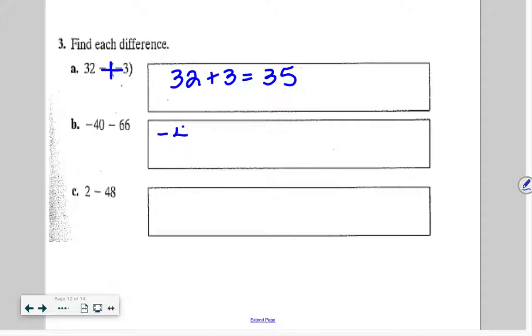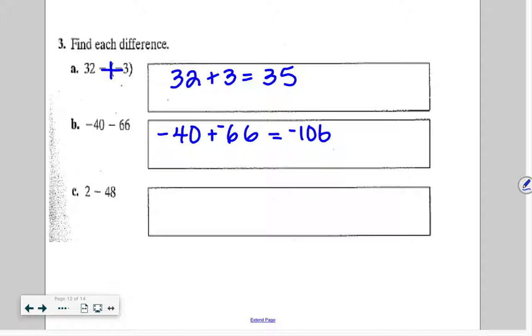Change subtraction to addition, change the sign of the second number. Next one, negative 40 minus 66. What should we do? Subtraction to addition, change the sign of the second number. Okay, so change subtraction to the addition sign. Change 66 from a positive 66 to a negative. Okay, now I've got 40 negatives plus 66 more negatives. How many negatives do we have altogether? We have 106 negative numbers. Or 106 red tiles.